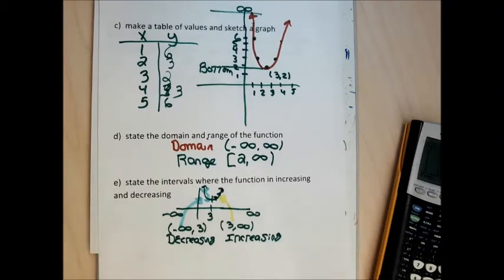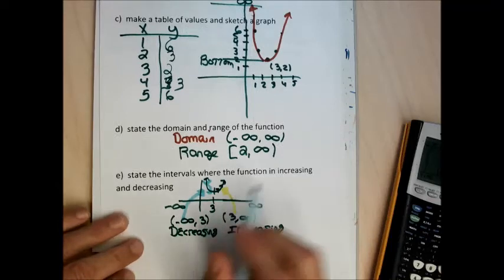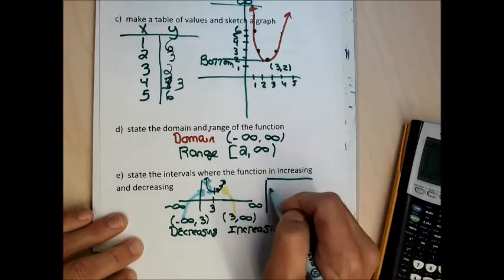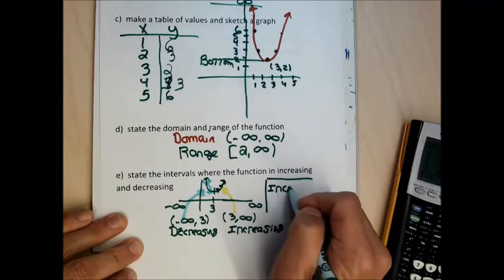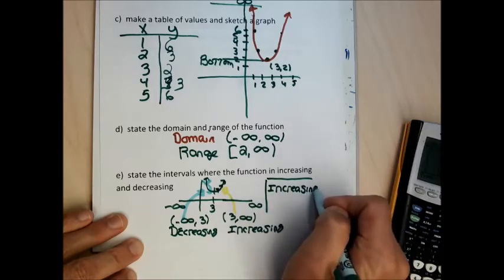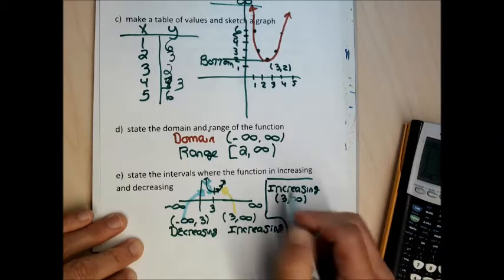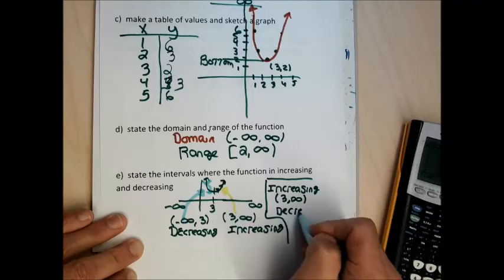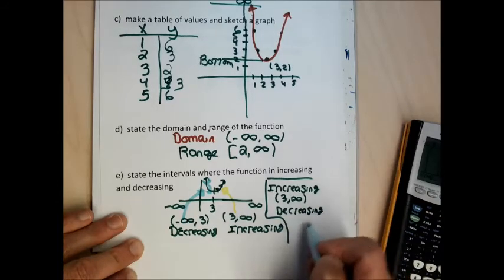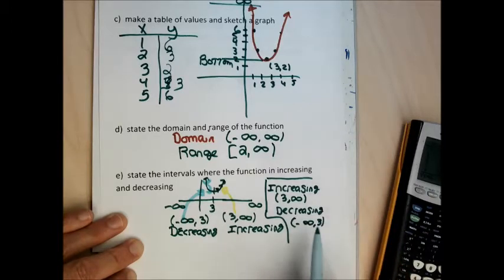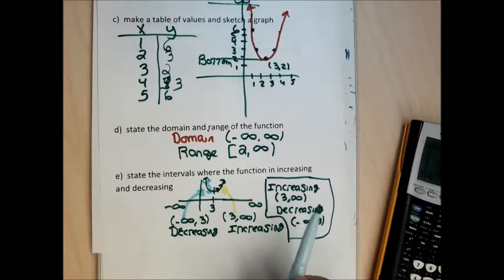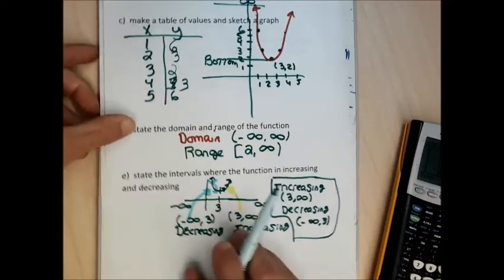And now I'm about ready to write my answer to part E. In fact, I already have it there, I think. I'm going to say, in terms of my answer, the graph is increasing in the interval from 3 to infinity. And it's decreasing in the interval negative infinity to 3. And that's everything for problem 4 that we need for an answer. Just, I think, 3 more problems left.